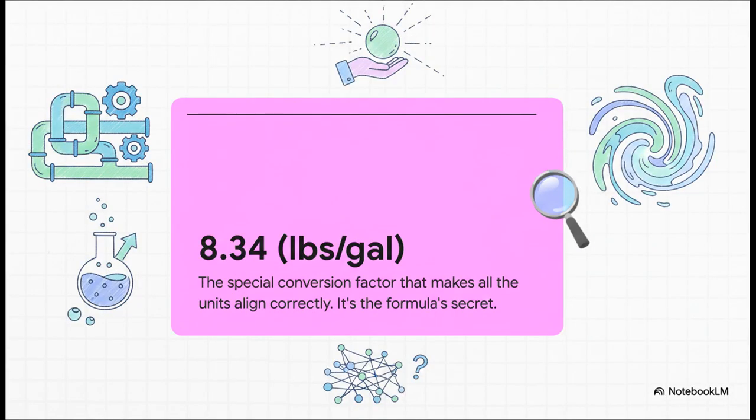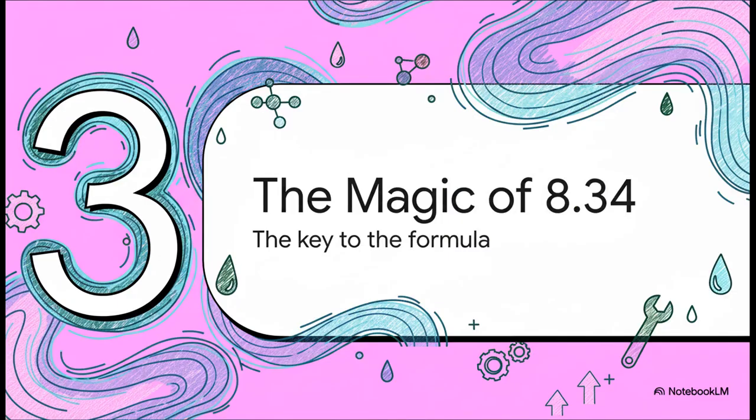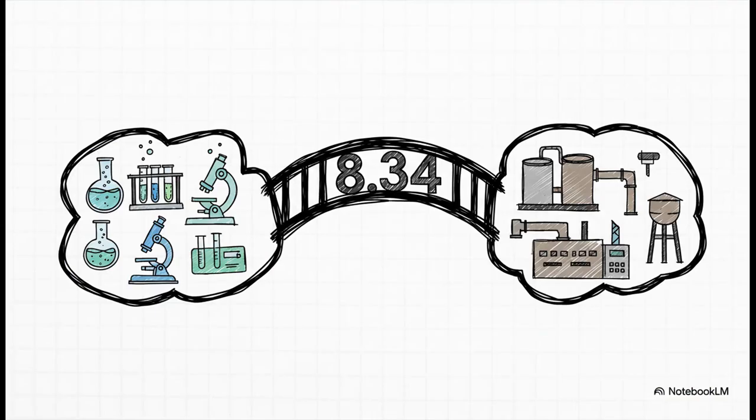And finally, we get to this kind of weird number, 8.34. This is the secret ingredient, the magic number that makes the whole formula actually work. But what is it, and where on earth does it come from? Let's spend a minute on the magic of 8.34. Because honestly, once you understand this number, you really understand the power of the whole formula. What this number really does is act like a translator. Think about it. In the lab, scientists are using the metric system, milligrams, liters, but out in the plant, operators in the US are using gallons and pounds. Two totally different languages. Well, 8.34 is the bridge that lets those two systems talk to each other.